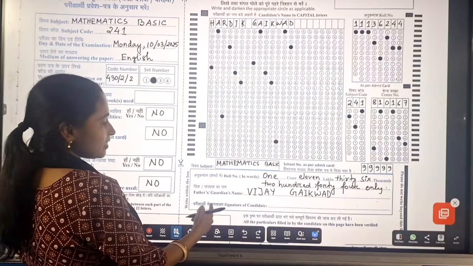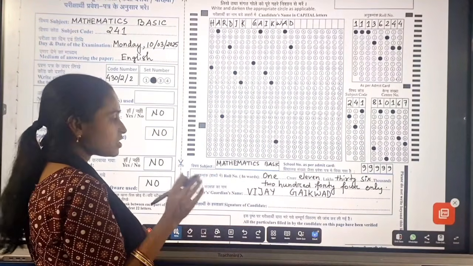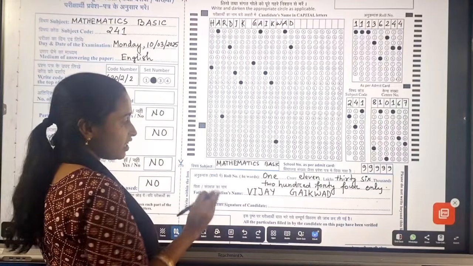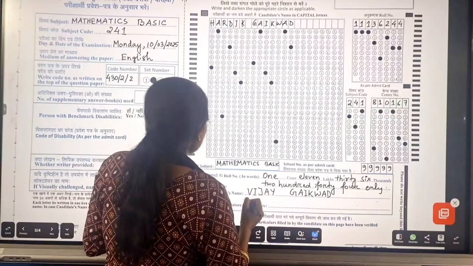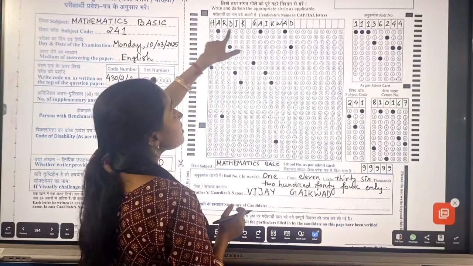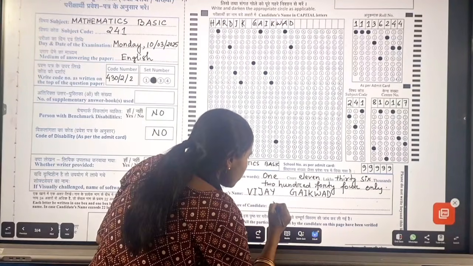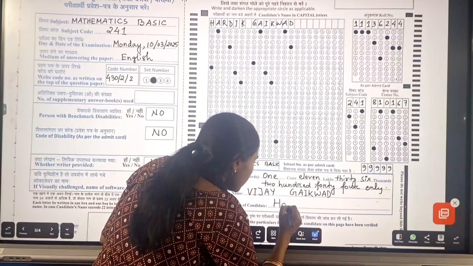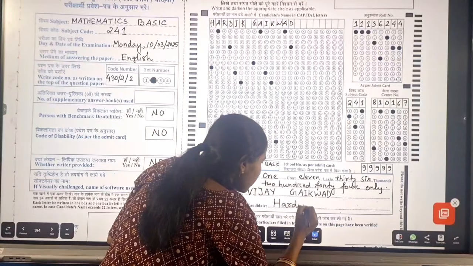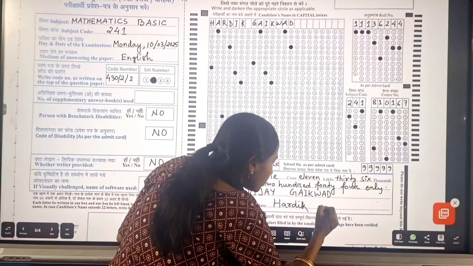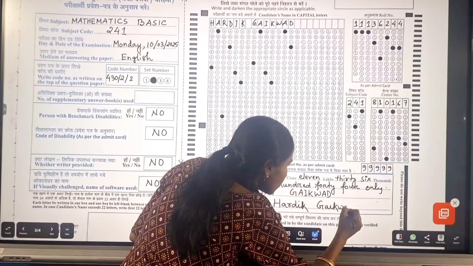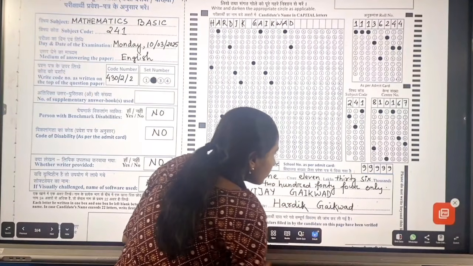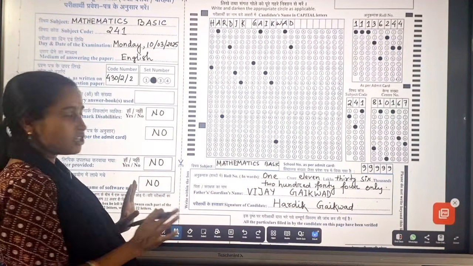Okay, after that it is written signature of candidate. That means your signature, but don't give any initials. You have to write your full name in running hand. Now what is the name of the candidate? This is Hardik Gaikwar. So you have to sign normally in running hand, not in capital letters, not initials. Like this. Only this much.